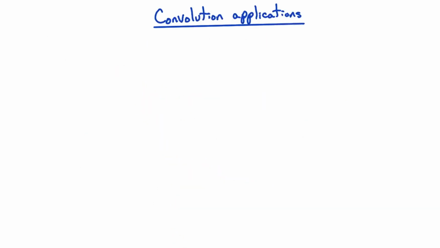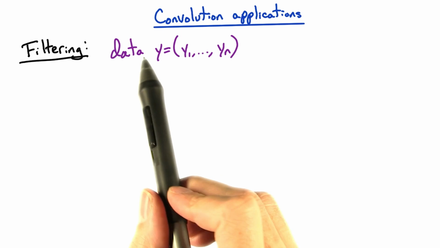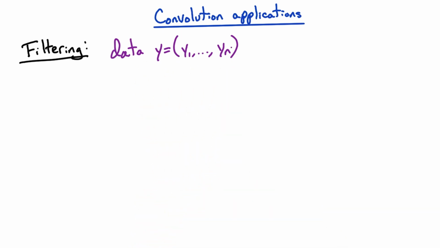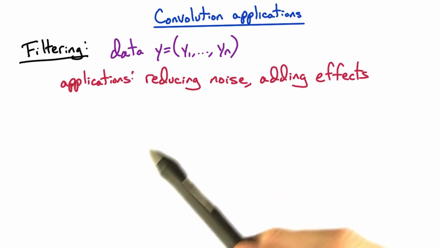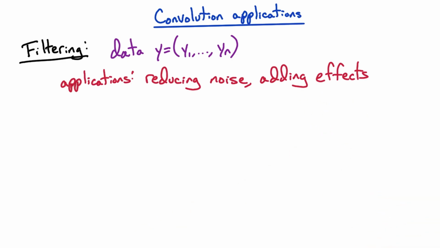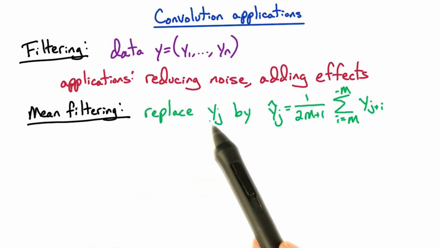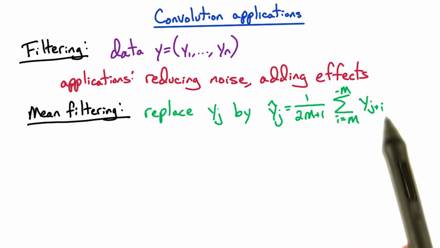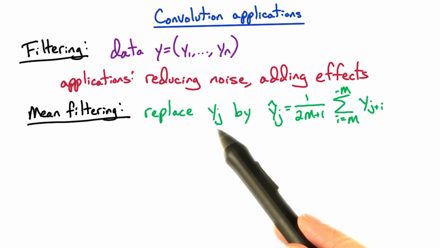Before we dive into the algorithm, let's take a look at a few of the many applications of convolution. One important application is filtering. So here we have a data set of n points. What we're going to do is replace each data point by a function of its neighboring points. This is used for such things as reducing noise or adding effects. Let's take a look at a more detailed example of filtering so it becomes clearer. In mean filtering, we have a parameter capital M, and we replace the data point yj by the average, the mean, of the neighboring 2m plus 1 points. And we do this for all j.